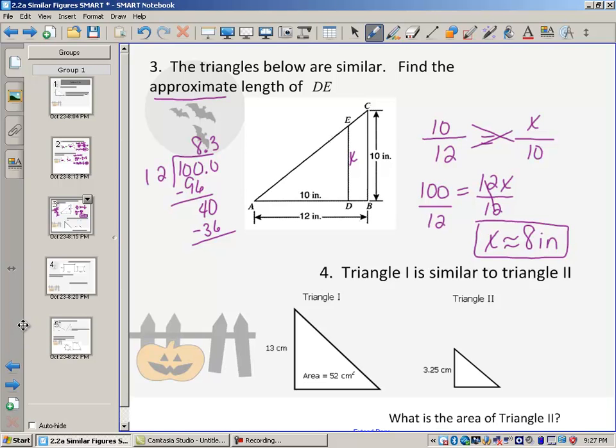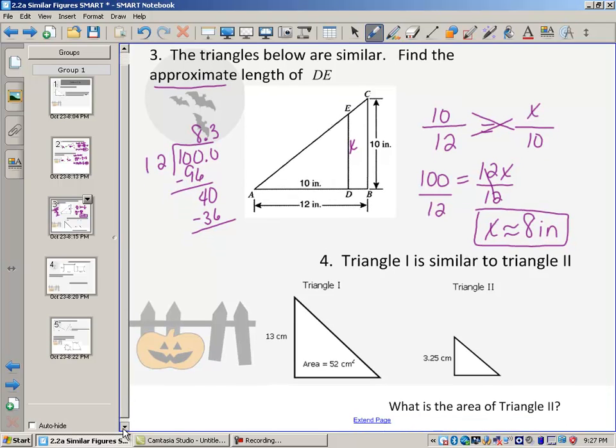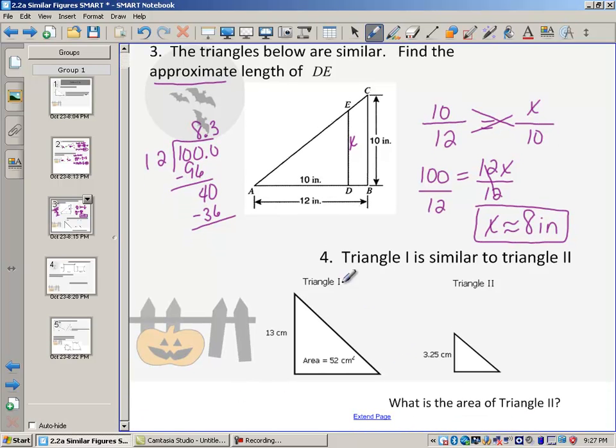And all I did was use a proportion. You could find the scale factor too for this one, but this way you have seen scale factor and you've seen proportion. Now question number 4, we're going to talk about later. When we get to where we're talking about area of triangles, we'll come back and we'll discuss that problem, but today we're not going to do it.